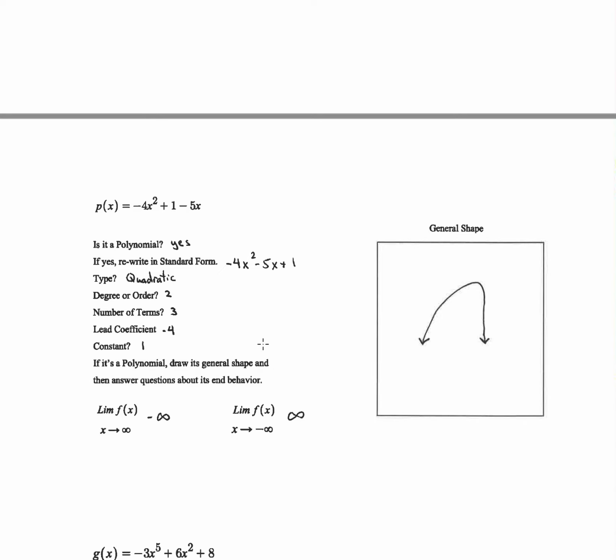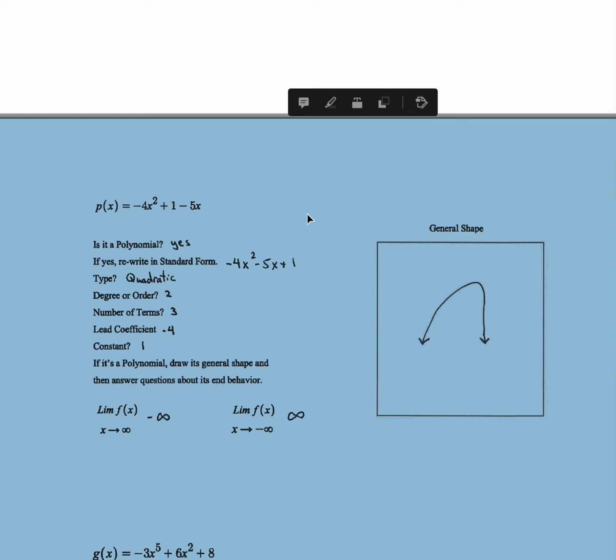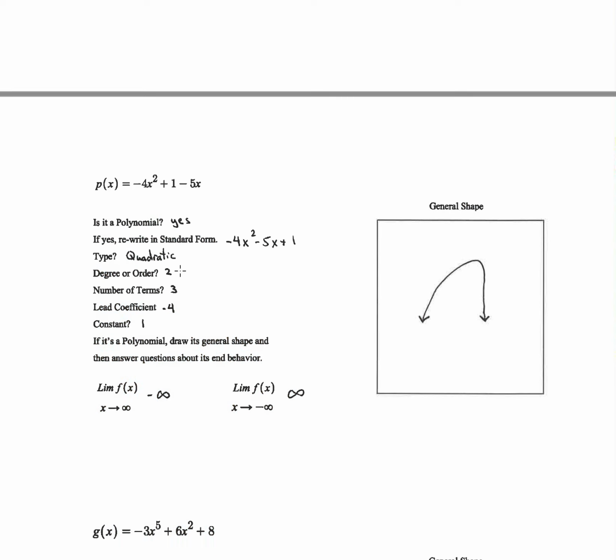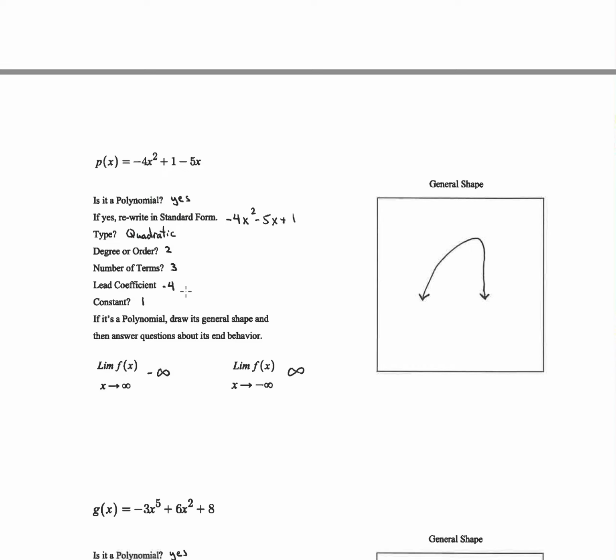This one is a negative quadratic. Okay, so yes, it is a polynomial. I need to rewrite it into standard form, so those two aren't in the right order. So I had to rewrite. It is degree 2. It does have 3 terms. The lead coefficient is a negative 4, so we know it's going to be a frown. The constant is just that 1.